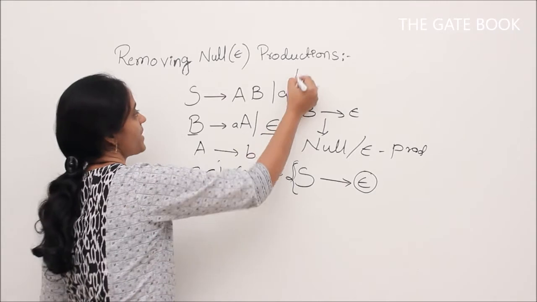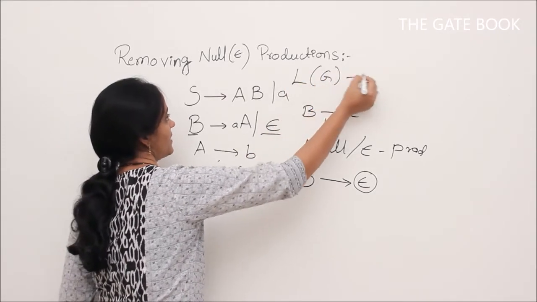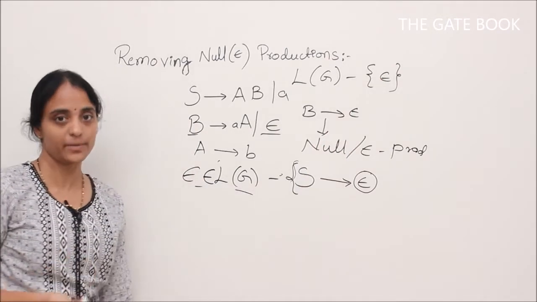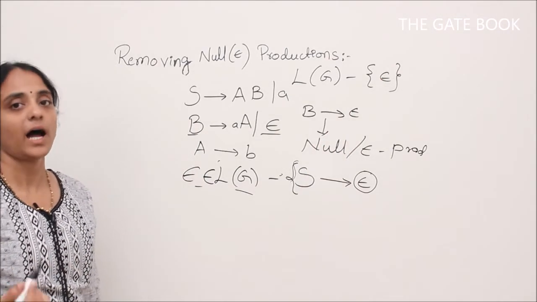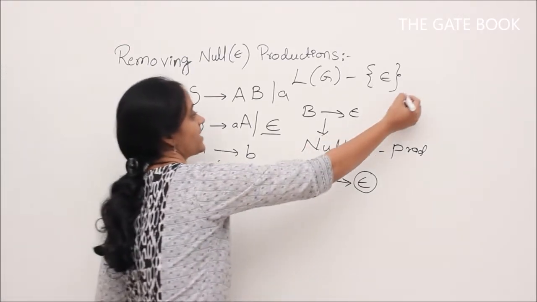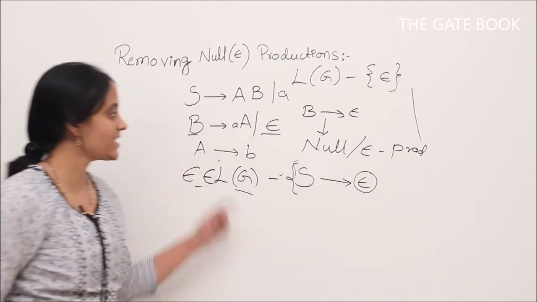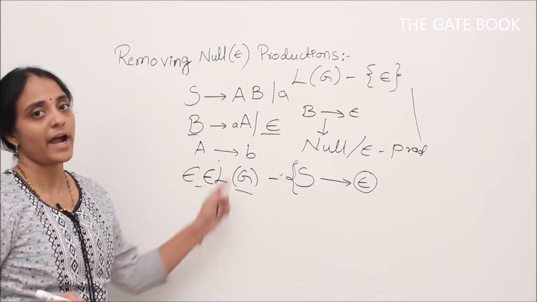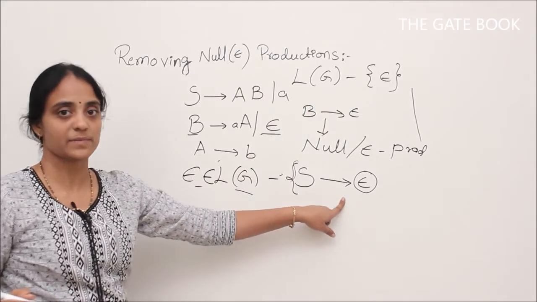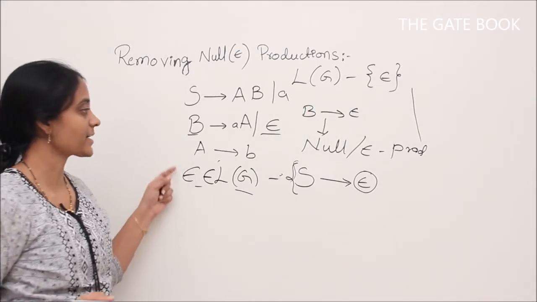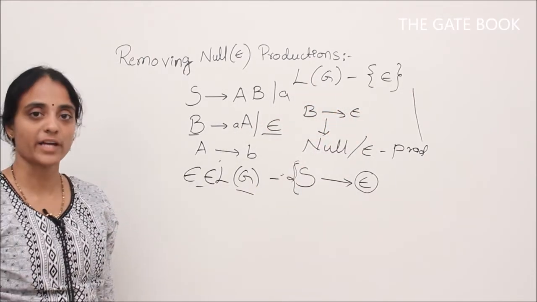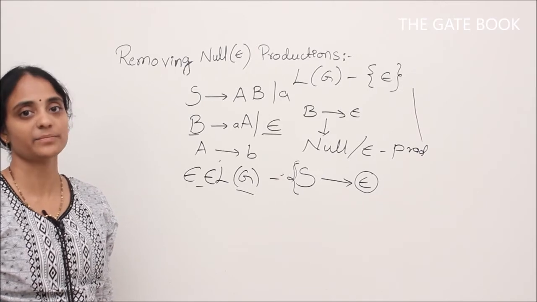So we should always pick languages which doesn't contain epsilon. Then only we can remove all epsilon productions from that grammar. Otherwise, if the language contains epsilon, we will separate that epsilon production and apply this technique on remaining productions, and finally add that S derives epsilon to make sure that we include epsilon as well. But we should not get confused between the language containing epsilon. If the language contains epsilon, we can't remove all epsilon productions from that grammar.